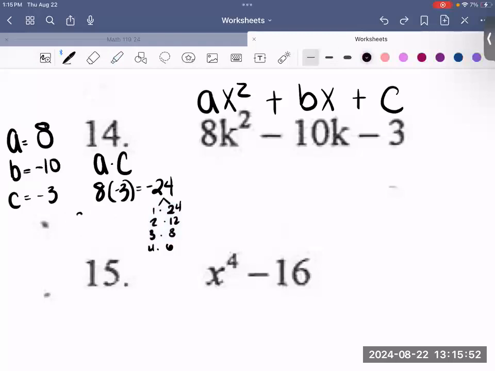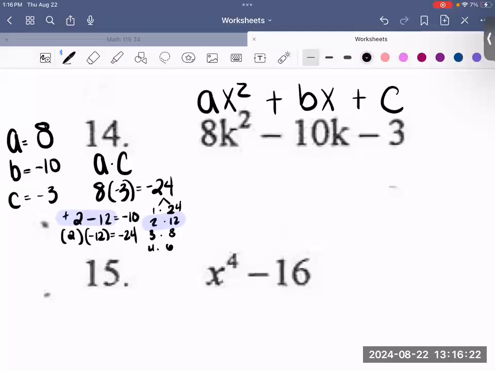2 and 12. 2 and 12 will work to make a -10 as long as you have -12 plus 2. Multiplying them back together will get you to a -24. So be super careful. Sometimes there's a few that look very promising, but when you do both the addition and the multiplication, it may no longer work.